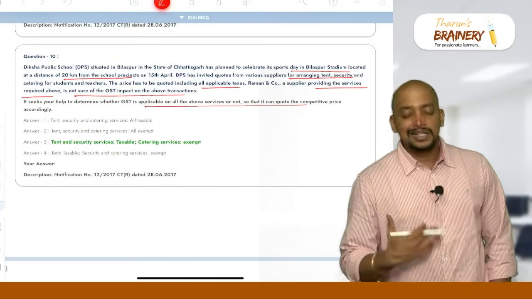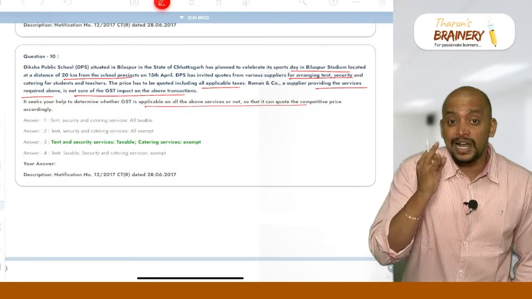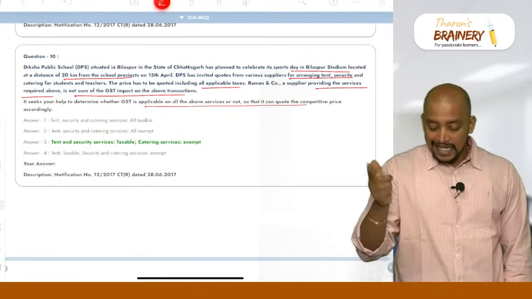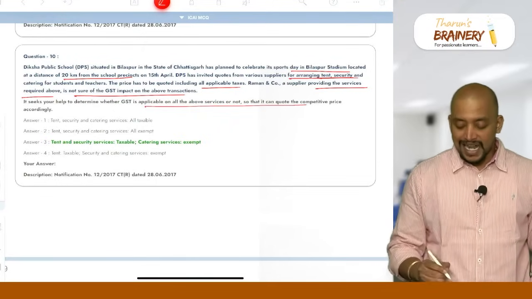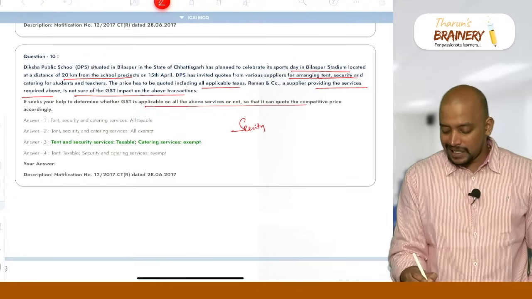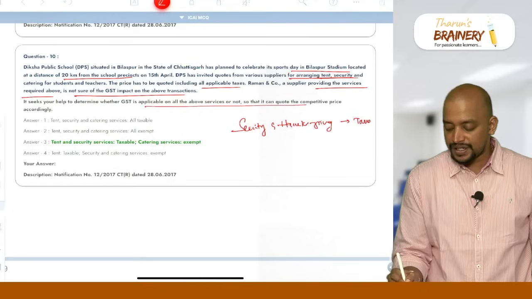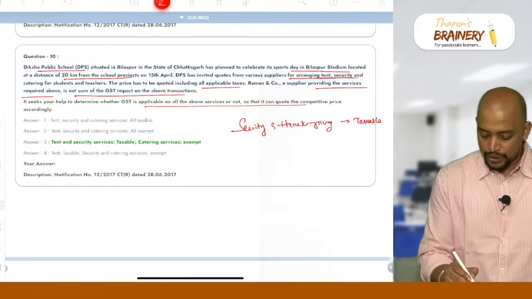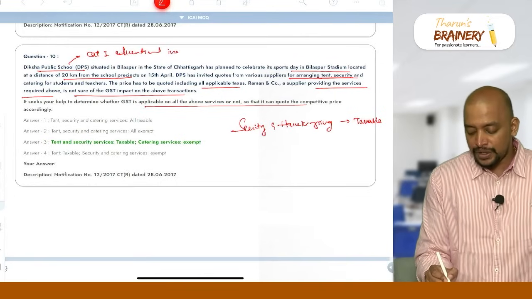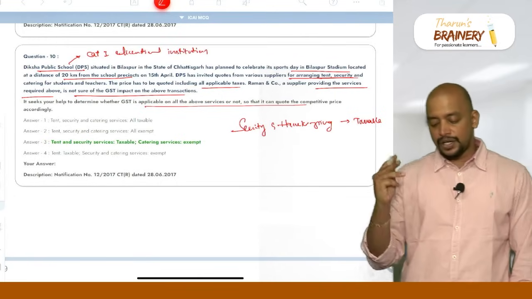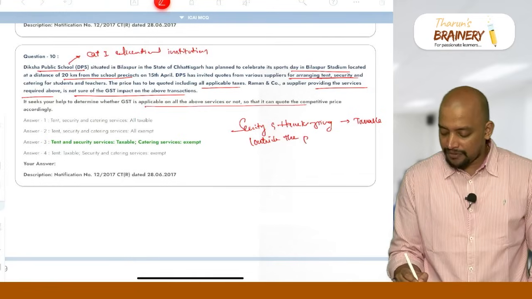So we have seen this: services provided to an education institution. In case of services provided to an education institution, security and housekeeping services should be within the premises. In this case, the security and housekeeping service is outside the premises of the school, therefore that activity will be taxable. And first of all, it is to a school. School means it is a category 1 education institution. Even though it is a category 1 education institution, security and housekeeping services outside the premises will be taxable.